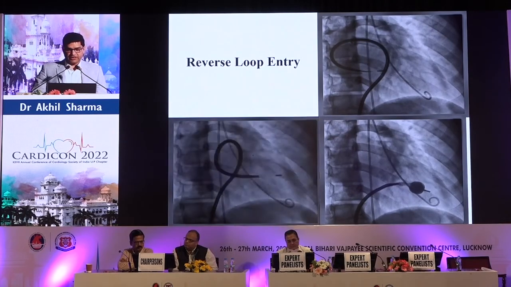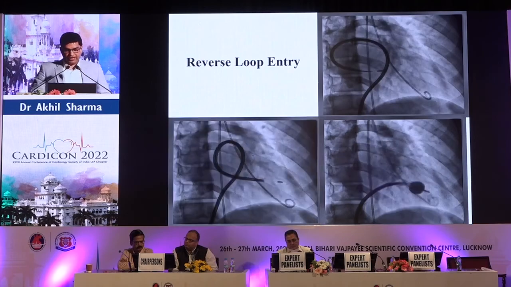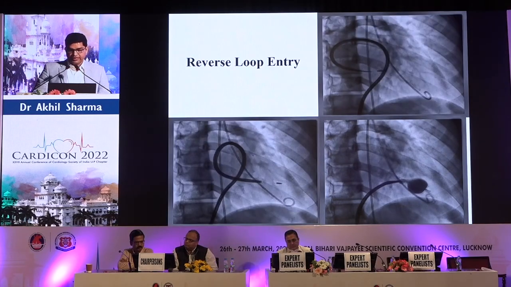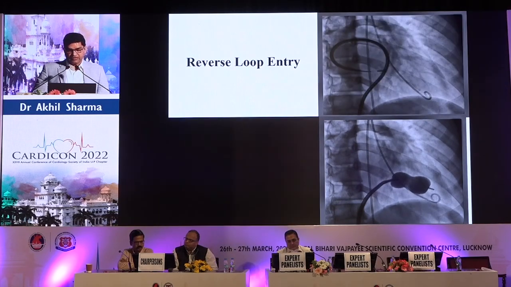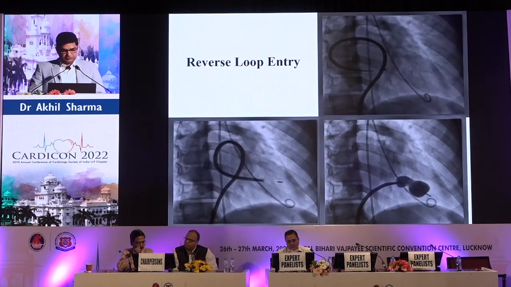You can make the reverse loop with the help of the pigtail wire, rotating it clockwise. Whenever you enter with the help of the reverse loop entry, please ensure before dilating your valve that you are going freely up to the apex of the LV and ensure that your entry is not through the chorda.